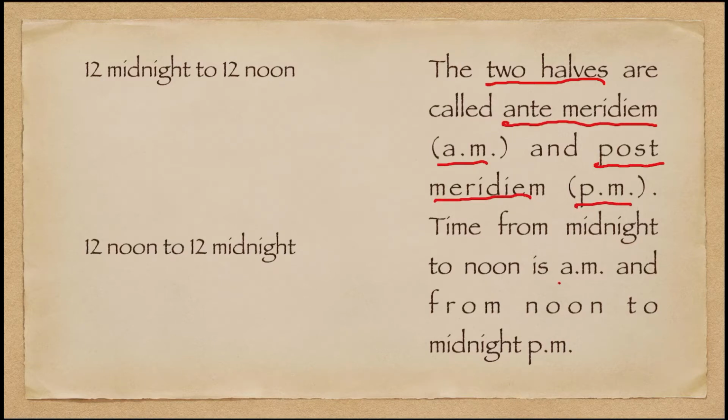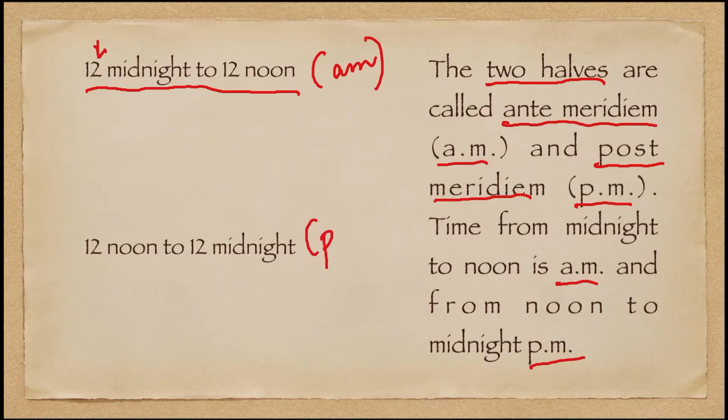Time from midnight to noon is AM and from noon to midnight is PM. So from 12 midnight to 12 noon. After 12 midnight, the new day starts. So up to 12 noon, it is AM. Just after 12 noon, up to 12 midnight, it becomes PM.